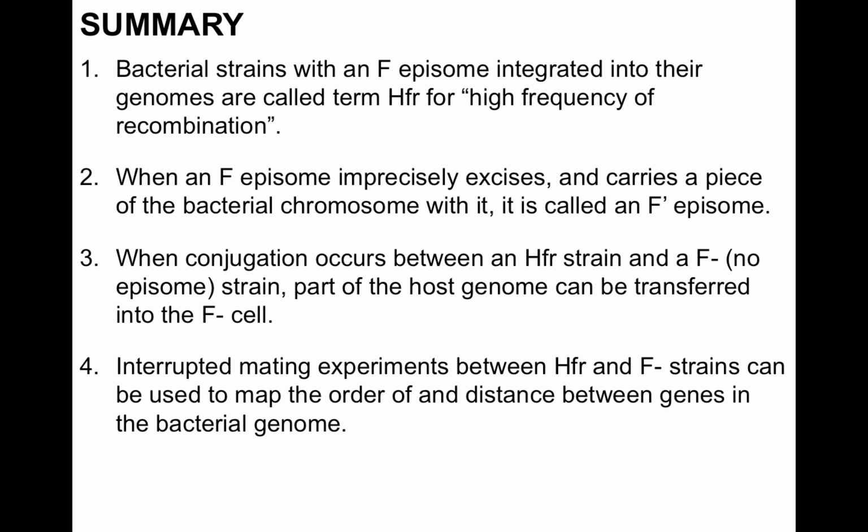So in summary, bacterial strains with an F episome integrated into their genomes are called Hfr, for high frequency of recombination. When an F episome imprecisely excises and carries a piece of the bacterial chromosome with it, it is called an F' episome. When conjugation occurs between an Hfr strain and an F- cell with no episome, part of the host genome can be transferred into the F- cell. Interrupted mating experiments between Hfr and F- strains can be used to map the order and distance between genes in the bacterial genome.